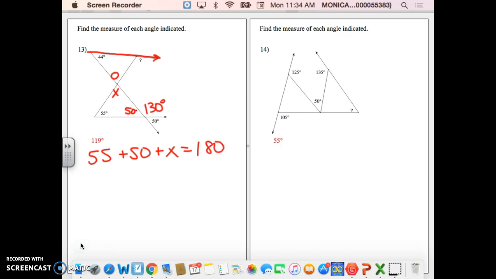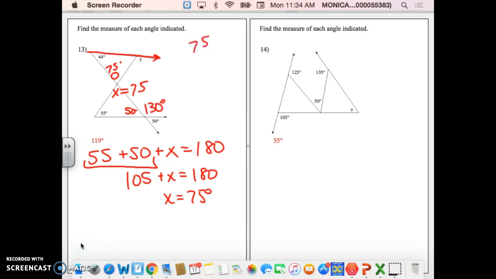So 55 plus 50 is 105, plus x equals 180. So I can see right now that x is going to equal 75 degrees. If this equals 75 degrees, then I know this right here is 75 degrees. So to find that outside angle, I'm going to add 75 plus 44, which is 119. So this angle right here is 119.